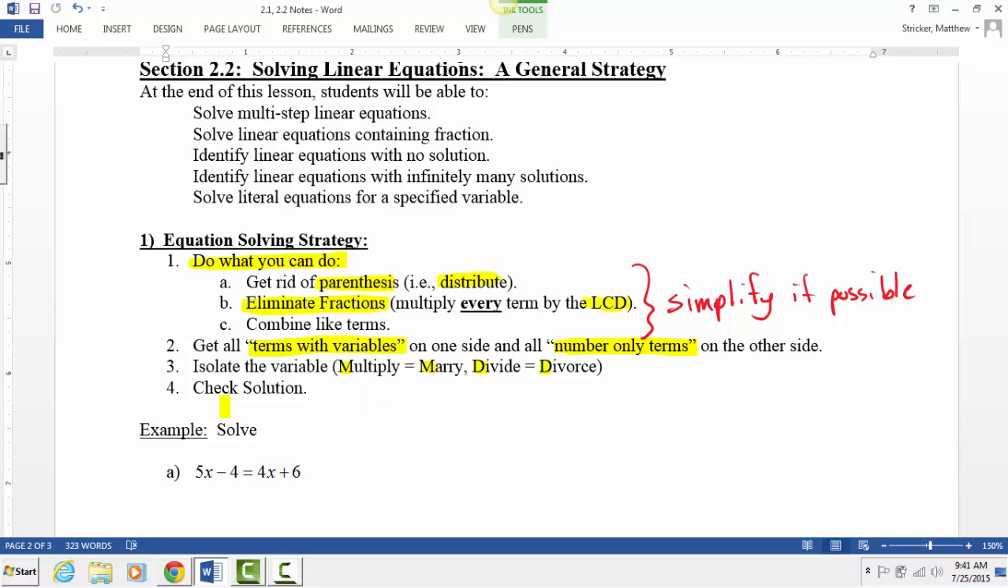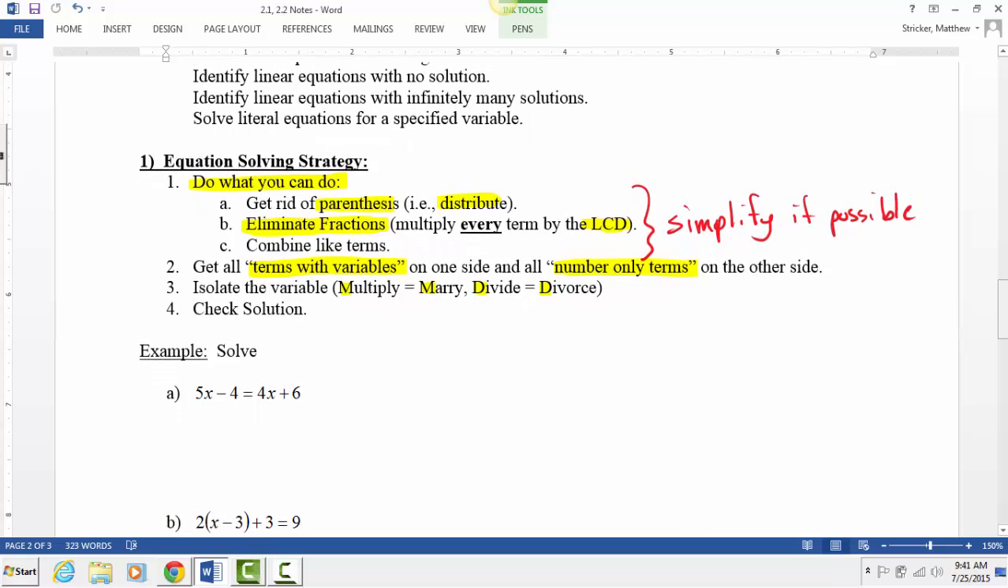And then the last thing, of course, we can check solutions. So let's try this process with an example.